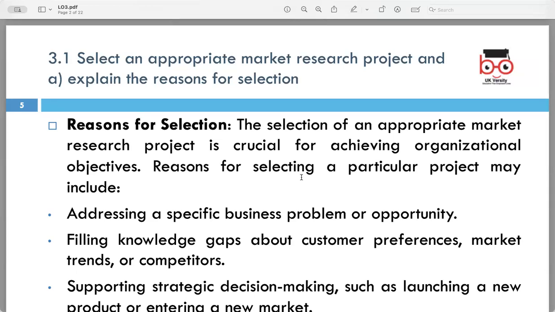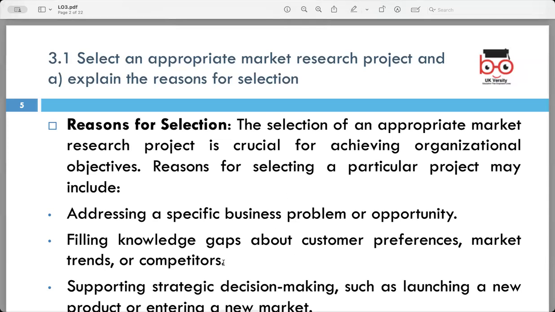In both scenarios, targeted market research can provide valuable insight to guide decision making and strategic planning.